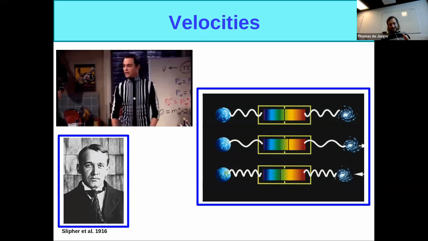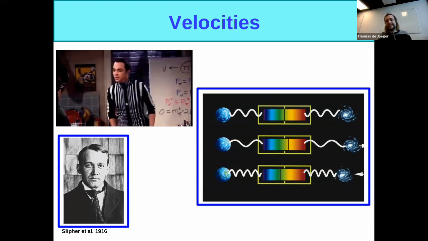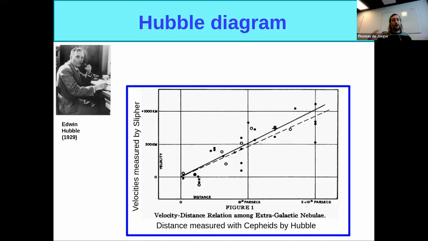So now you have the velocities, you have the distances. So therefore now you can build what we call the Hubble diagram, which is the velocity, measured by Slipher, and the distance measured by Hubble using Cepheids. I think this must be one of the most famous plots in astronomy. And even if it is one of the most famous plots in astronomy, you have some errors.